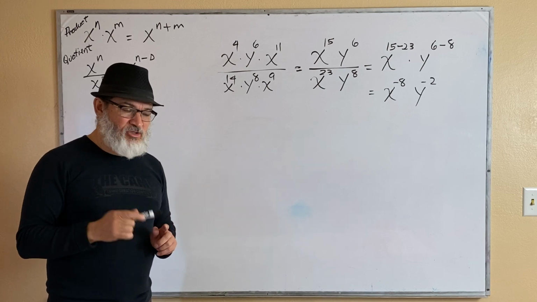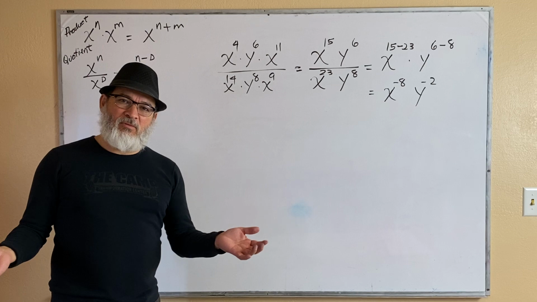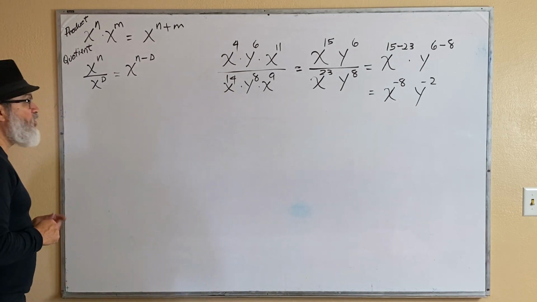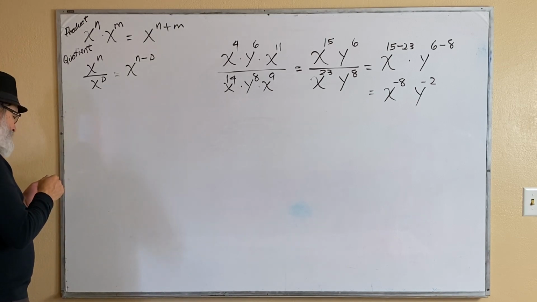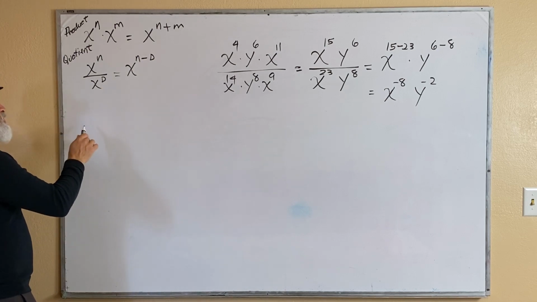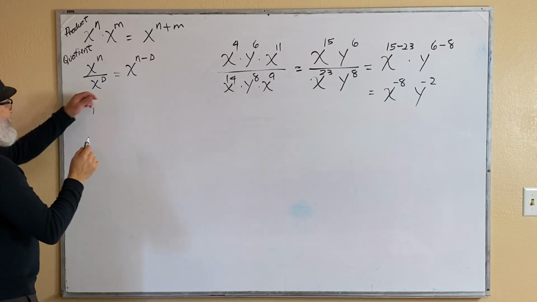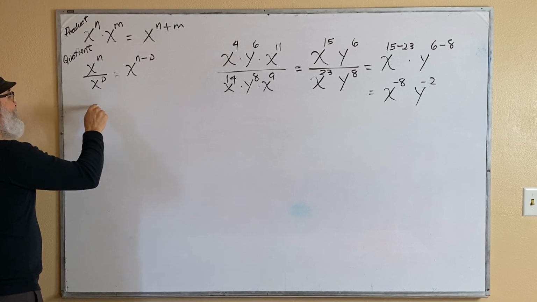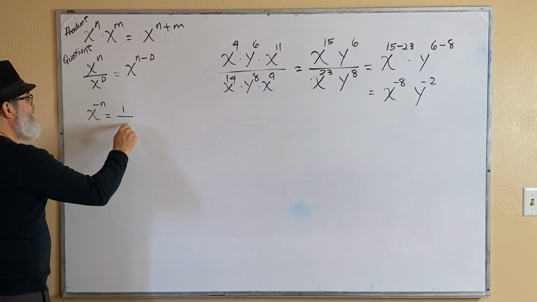Now, guys, when it comes to exponents, we do not allow negative exponents. When it comes to powers, no negative exponents. So we have to come up with another rule to get rid of negative exponents. This is the reciprocal rule. The reciprocal rule says this: x to the negative n equals 1 over x to the n.